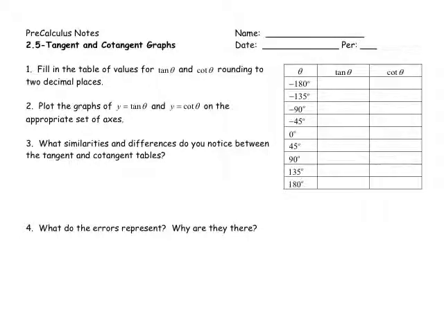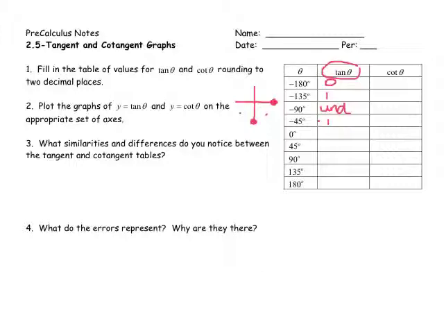Alright, so if we typed in y equals tangent theta, or you can look at your unit circle, you're going to find that tangent of theta is, since it's opposite over adjacent, 0 over negative 1, which is 0. Negative 135 would be positive 1. Negative 90 would be undefined. Negative 45 is negative 1.